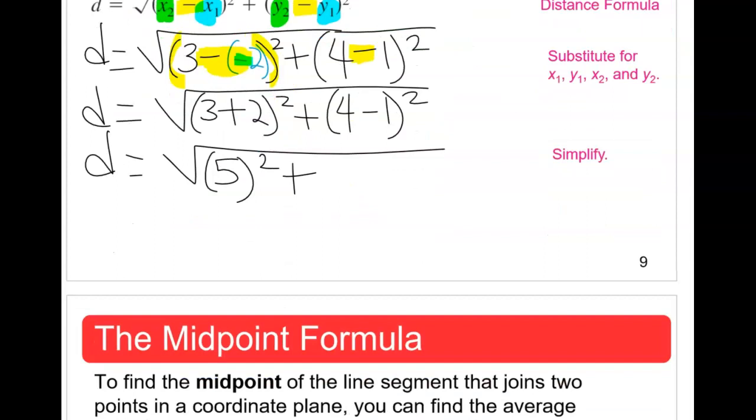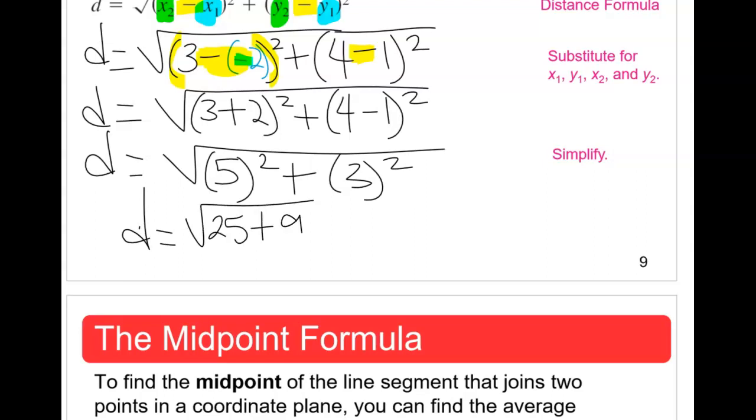Then 4 minus 1 is a 3. And then we square it. So D will equal 25 plus 9. That means that because 5 squared is 25, 3 squared is 9. And if we add those two numbers, we will get 34. Now the square root of 34.